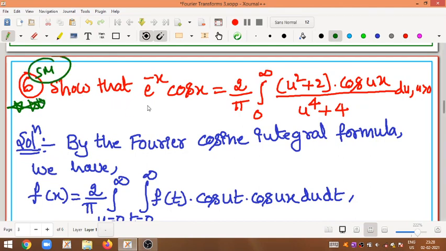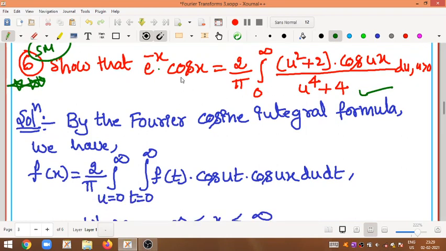For 5 marks: show that e to the power minus x into cos x is equal to 2 by pi into integral 0 to infinity of u square plus 2 into cos ux by u to the power of 4 plus 4, into du. This is the question. We want to prove this one.